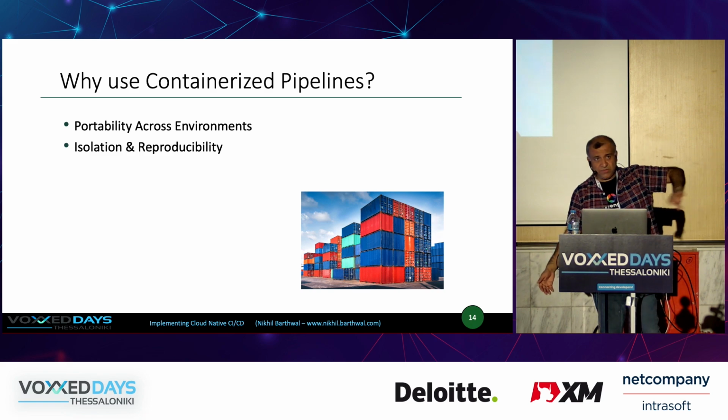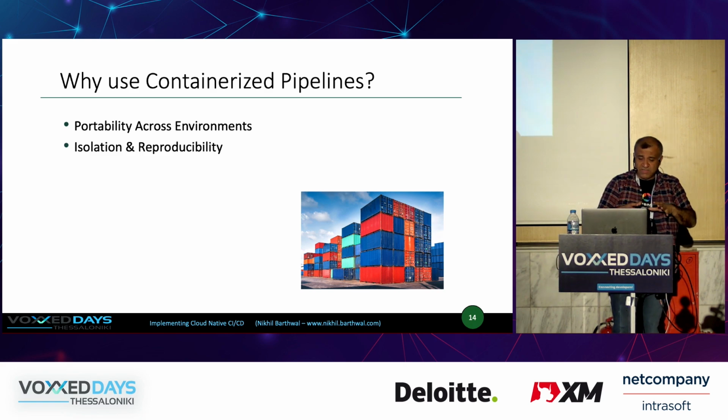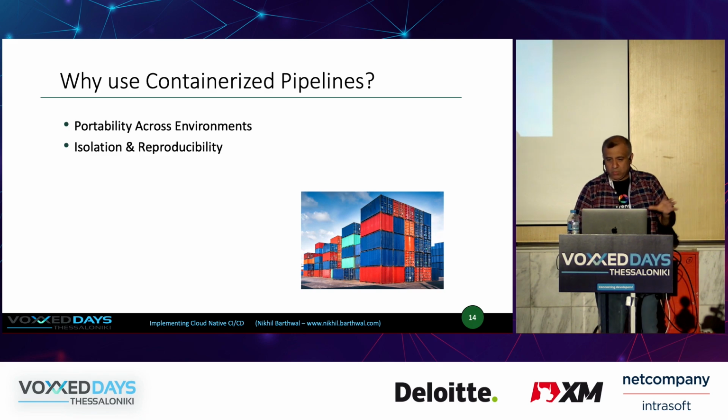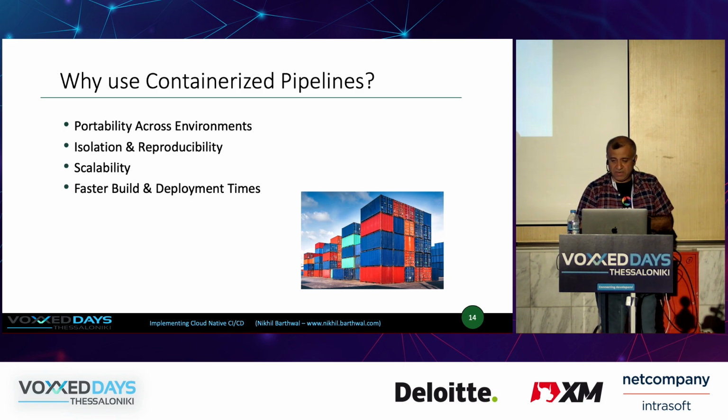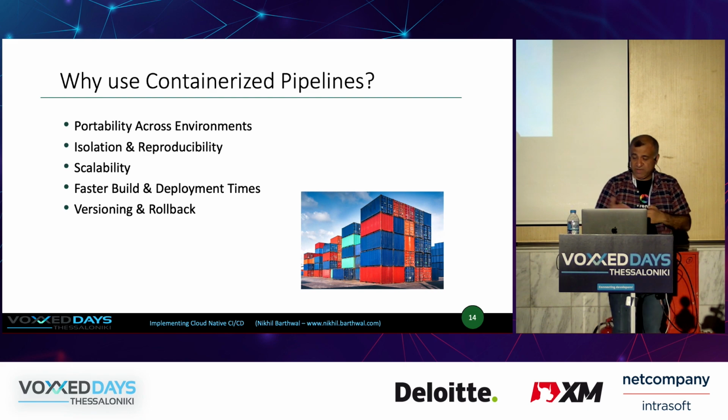It goes to the container registry. I can deploy it anywhere. We have isolation because all my dependencies are packed, so I'm not too dependent on an environment. I have scalability. I can scale as many times as I want. I have faster build and deployment times. And above all, because my container registry, I basically put all these containers and they are versioned. I have versioning, and then I can roll back.